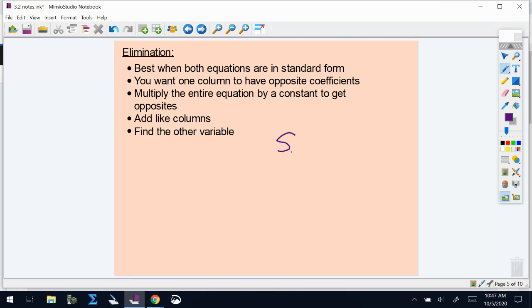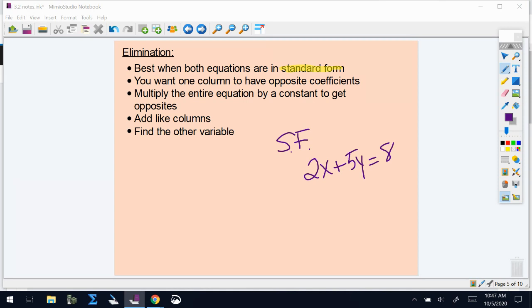So standard form, just to remind you, is something like 2x plus 5y equals 8. Something like that, where you have your x's and then your y's and then your equal sign and then your constant. When things are in standard form, it is way easier to do this process with what's called elimination. The goal is to get one of your columns, when you look at your x column and your y column, to have opposite coefficients. Here's what I mean by that.